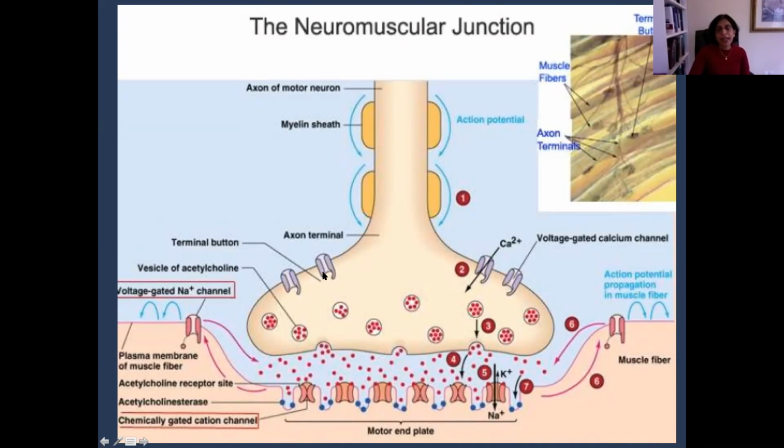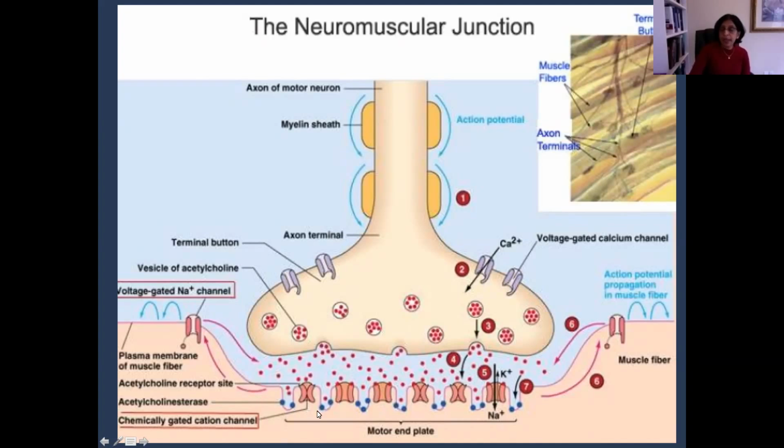And here you're talking about voltage-gated calcium channels being open, and calcium ions entering the axon terminal and moving the vesicle towards the cell membrane and ultimately releasing the neurotransmitter into the synaptic cleft. And now the binding of the neurotransmitter, acetylcholine, to the acetylcholine receptors.